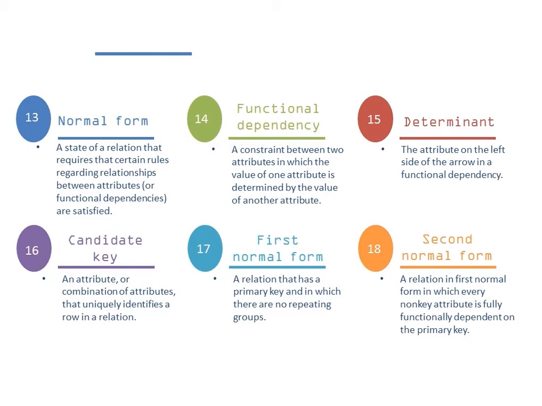And the 17th, first normal form. First normal form is a relation that has a primary key and in which there are no repeating groups. A primary key has been defined which uniquely identifies each row in the relation. And the 18th, second normal form. Second normal form is a relation in first normal form in which every non-key attribute is fully functionally dependent on the primary key.